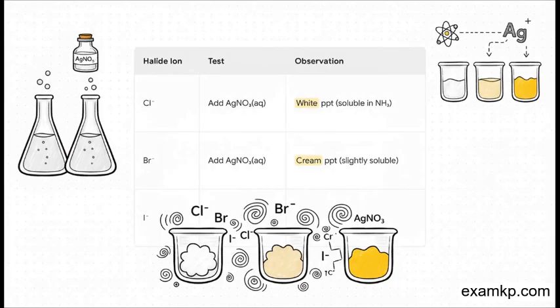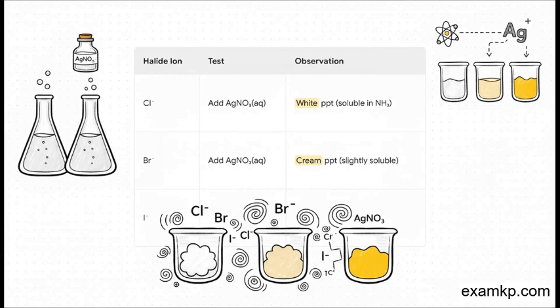Now this next part, this is a guaranteed question for your practicals. It's the test for halide ions. First, you acidify your solution with some dilute nitric acid. Then you add silver nitrate solution. The color of the precipitates you get tells you which halide ion is present.